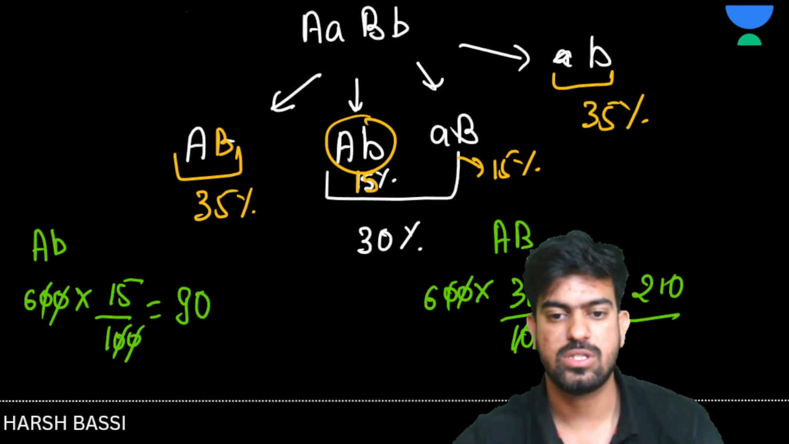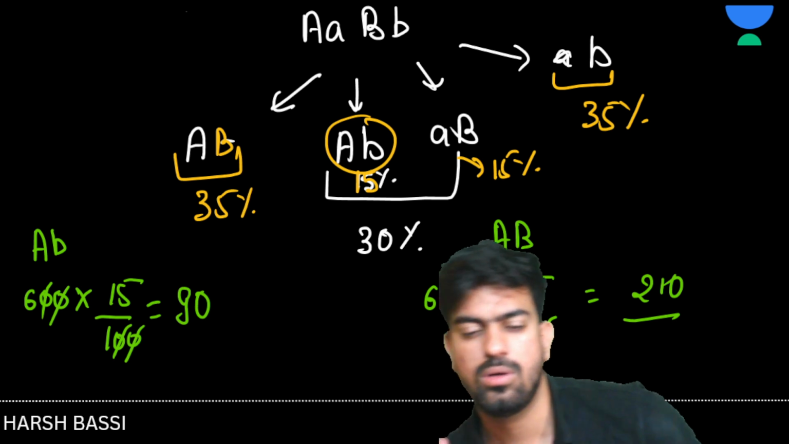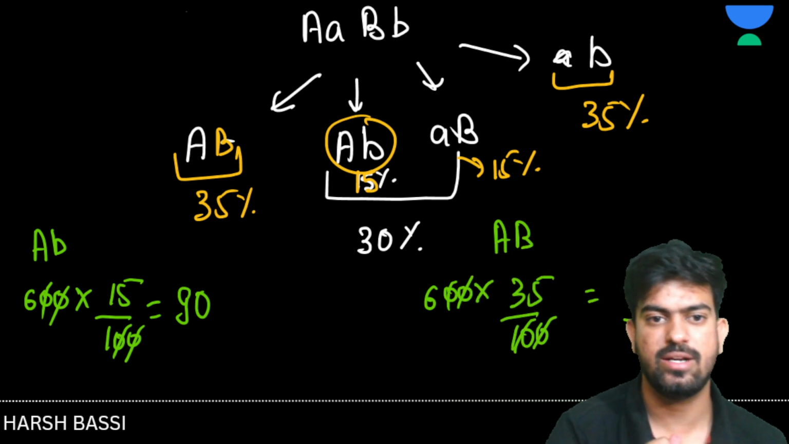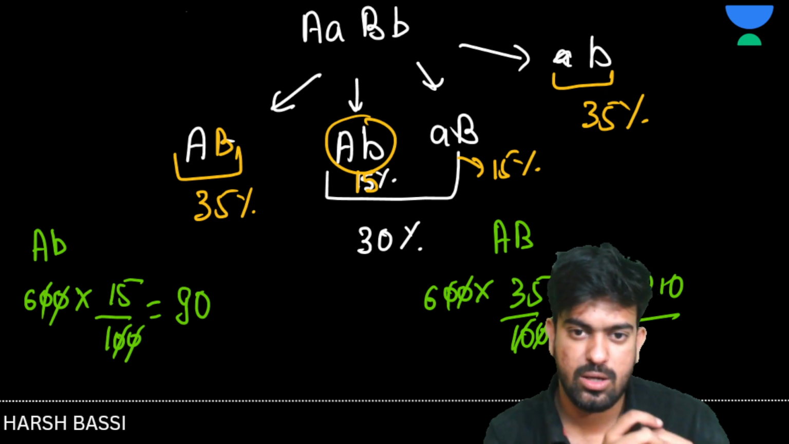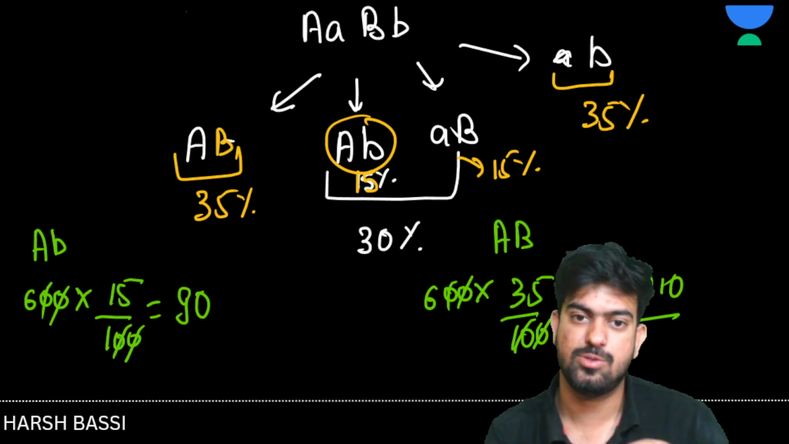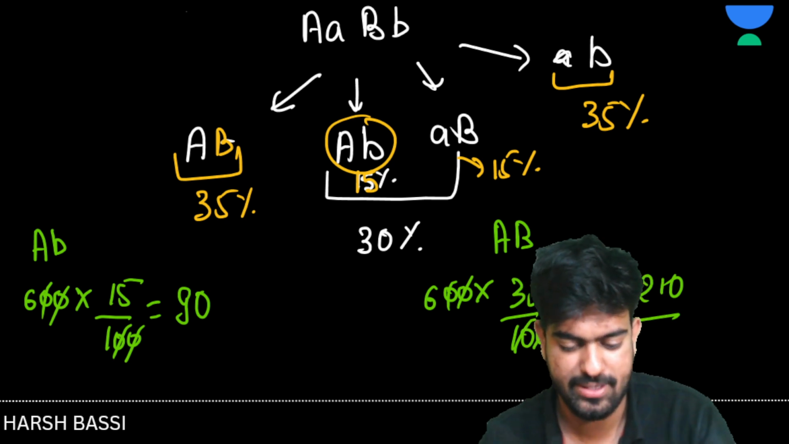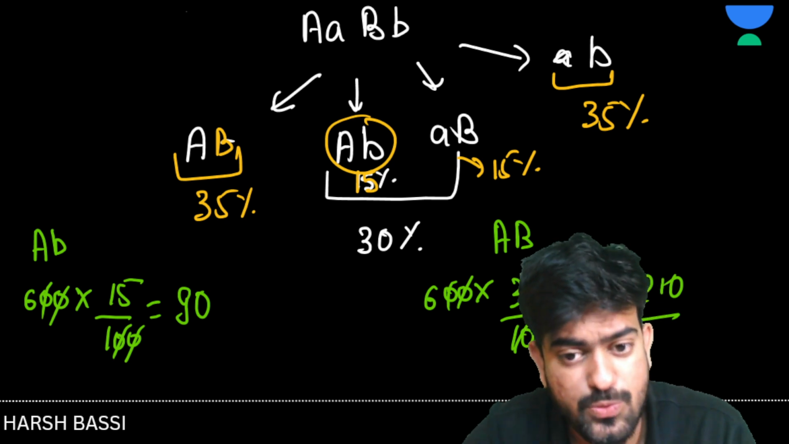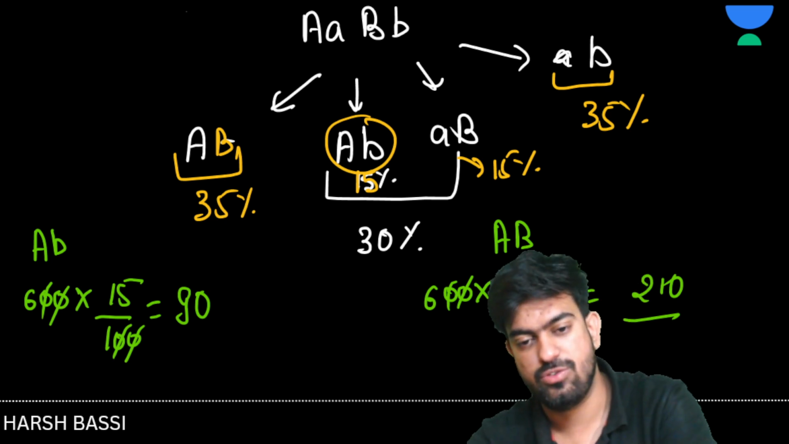Yes or no? See, check this one now. Is it clear now, students? Okay, so 90 of the gametes will contain capital A and small b, and 210 gametes will have capital A and capital B. In this way, we can solve the questions regarding the recombination frequency.